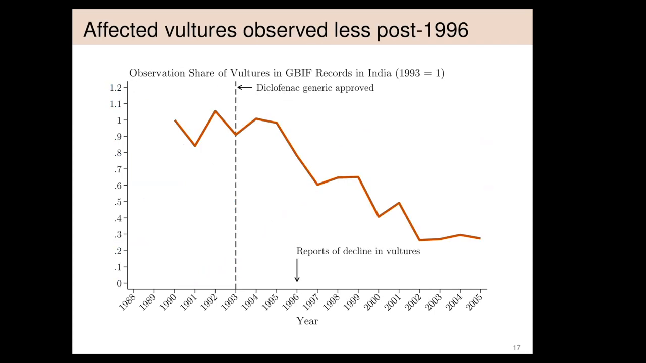Now, again, we don't have amazing data on where vultures were. We don't have a repeating panel of the populations, but we do have different sources of counts throughout the country of these vultures. And here we're normalizing them by the total reports of all other bird species that get reported every year. So it's not that more birds are reported every year, which would pull this share down. It's relative to those birds that get reported all the time, what share do these affected vultures represent? And we see it's pretty stable in the years before the generic approval, and a pretty stark decline in the years after.